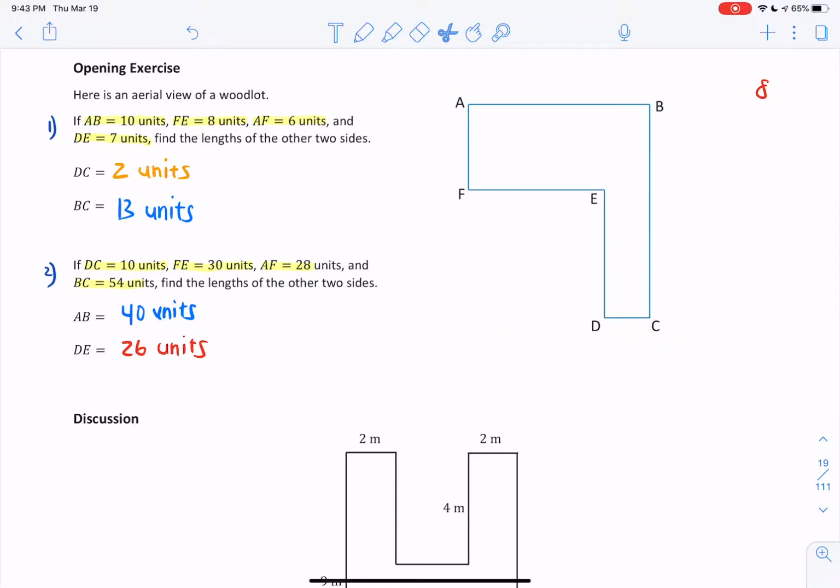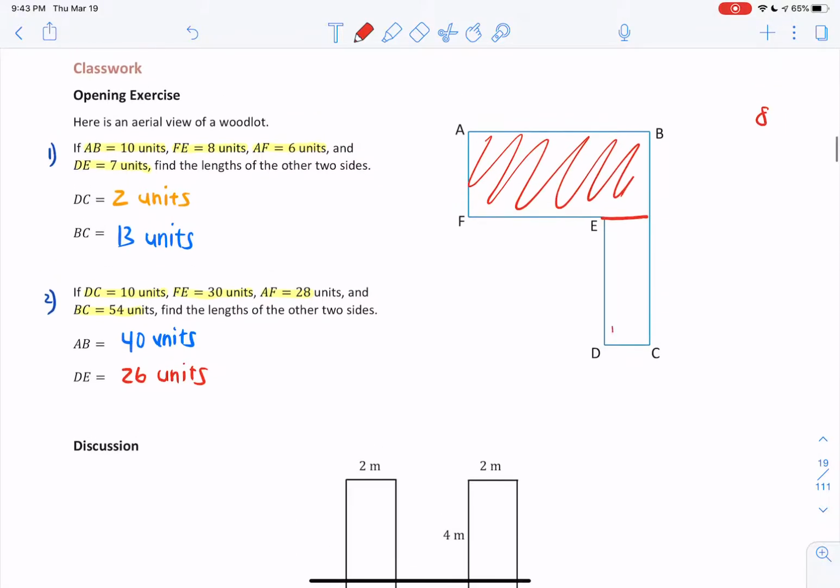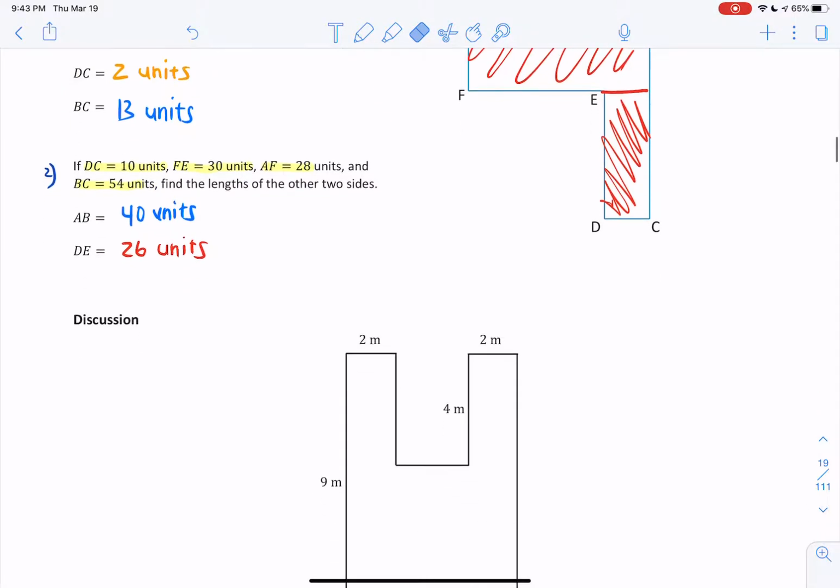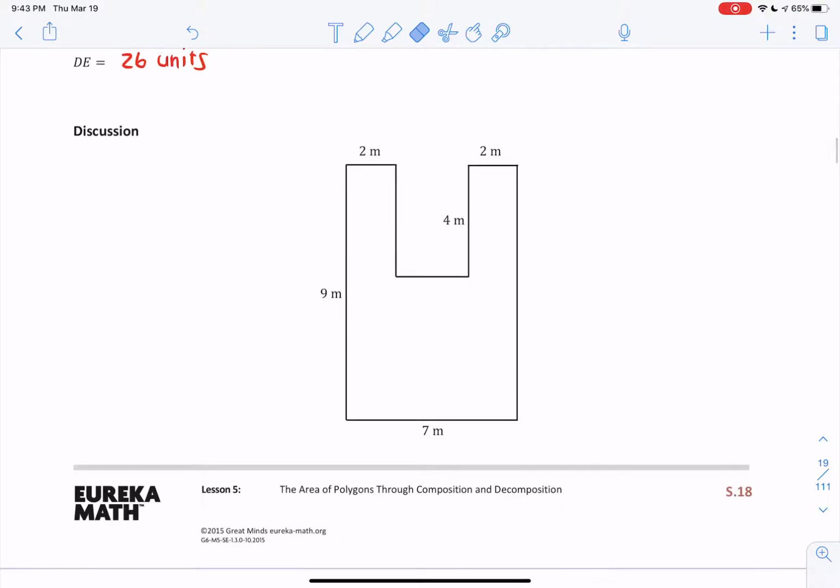So I don't know how to find the area of this upside down L shape or 7 shape, but I do know how to find the area of this rectangle plus this rectangle. So if I find the area of the top section and then the area of the bottom section and add them together, I have now found the area of the entire thing. So, moving on. And here's where we're actually going to do this.